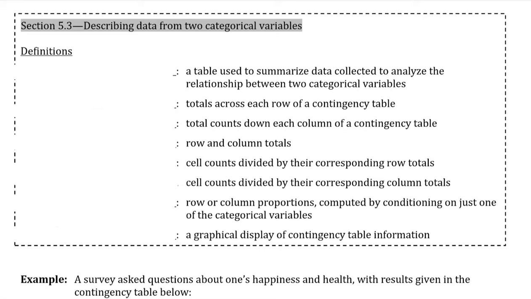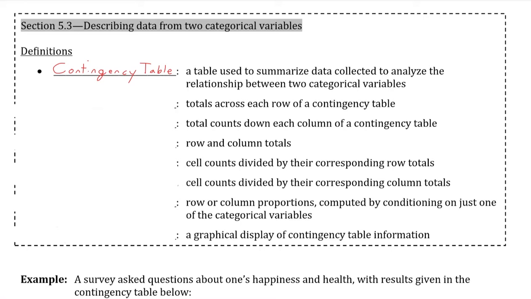We'd often collect categorical variables and create frequency tables of the observations for said variable, and we do the same here. If we do so for two variables instead of one, this will be called a contingency table, or sometimes a two-way table, which is a table used to summarize data collected to analyze the relationship between two categorical variables.